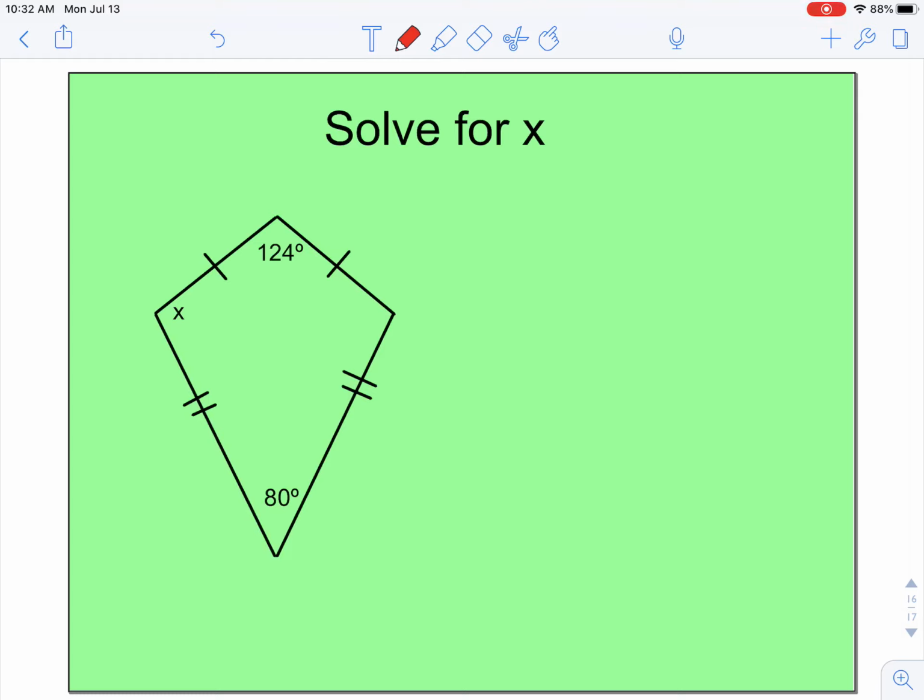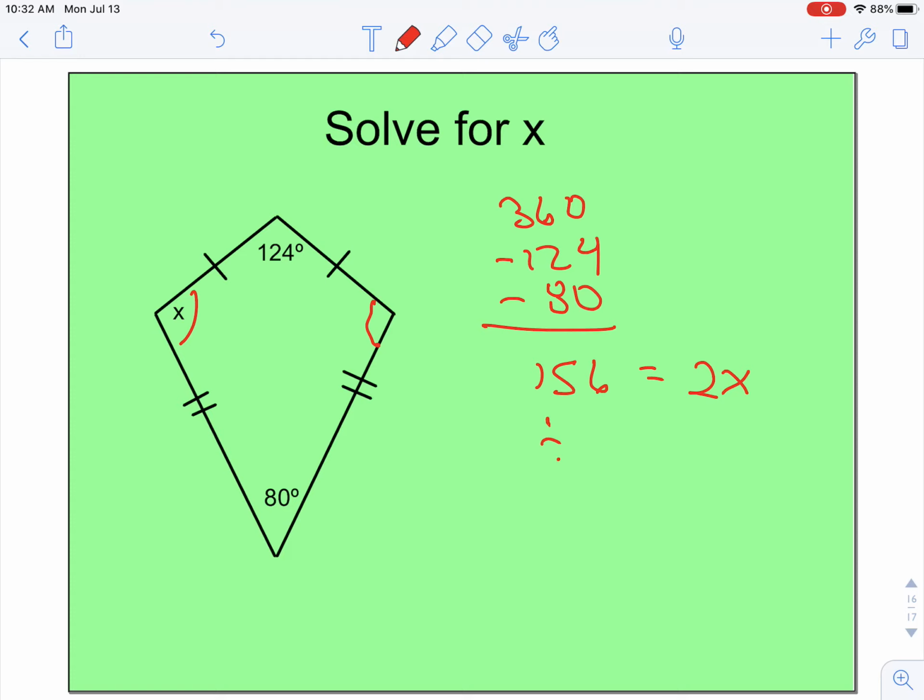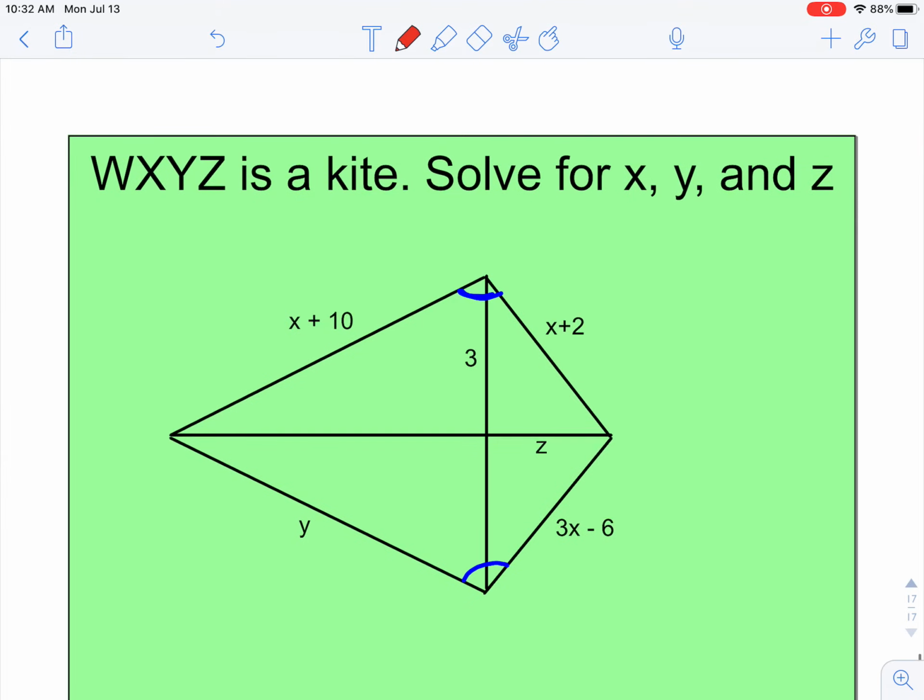So let's use the properties of kites to find the value of x. We see that we have two pairs of consecutive sides congruent, so it's a kite. That means the angles between the non-congruent sides will be congruent. I know that the sum has to be 360. So when I take 360 and subtract 124 and subtract 80, that leaves me 156 degrees for two angles. I divide that by 2, and each angle is 78 degrees. So x is 78 degrees.